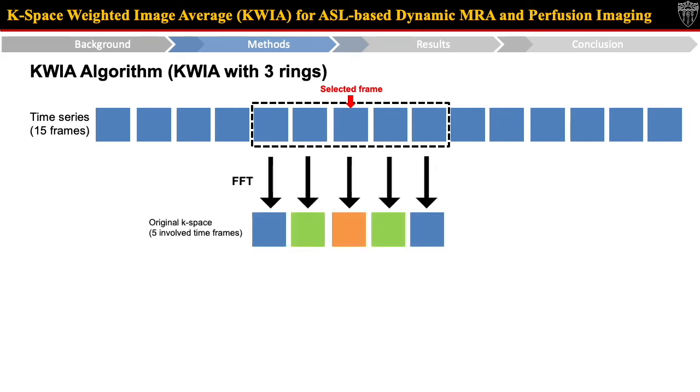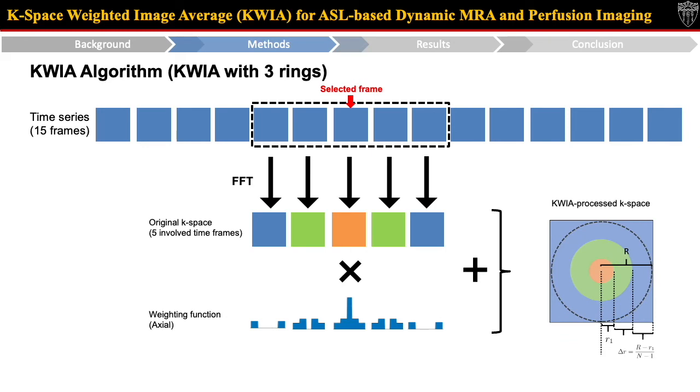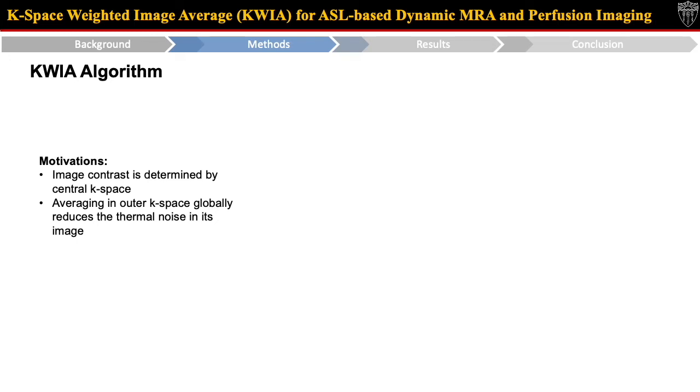First, we take FFT to get the original k-space bases. They will be weighted by the designed KWIA weighting functions. Then, by adding them together, we can get the KWIA denoised k-space base, where the central region purely comes from the selected frame, whereas outer rings are progressively averaged between neighboring time frames. The denoised image of the selected frame can be recovered using IFFT. So the motivations of such design are that the image contrast is primarily determined by the central k-space, while averaging in outer k-space improves SNR.